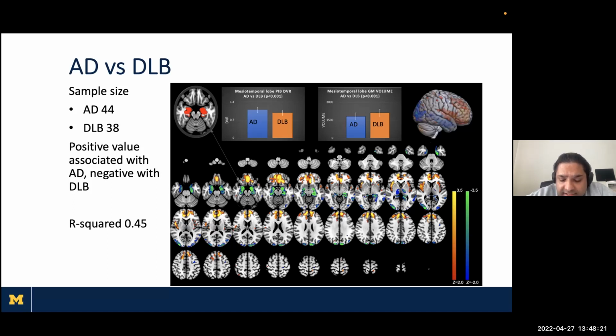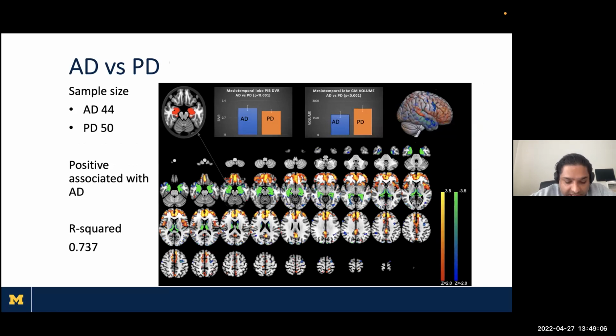We can also see that in DLB, the amyloid presence, at least the covariance pattern, is higher in the medial temporal lobe. But if you look at the medial temporal lobe as a whole, the volume, the number of voxels in AD is much less than DLB, which is expected due to atrophy. Similarly, the mean distribution volume ratio within that region is actually higher in AD compared to DLB.